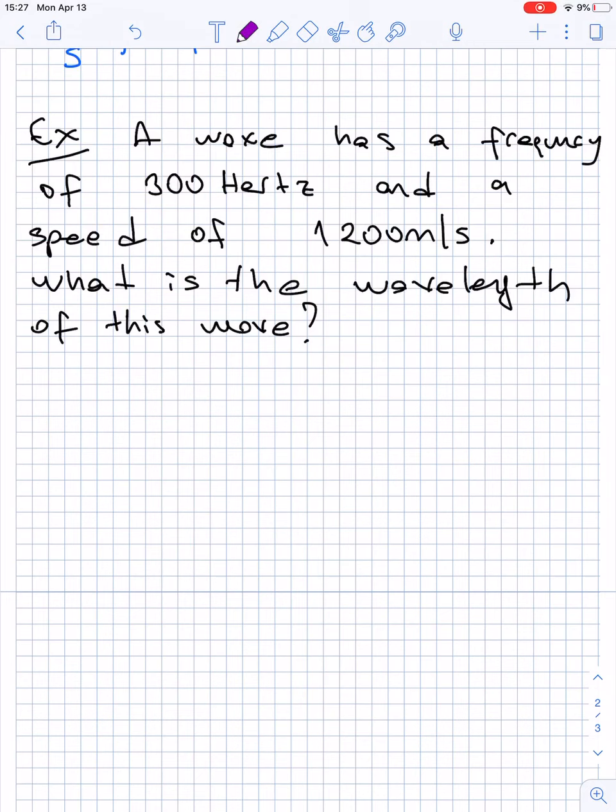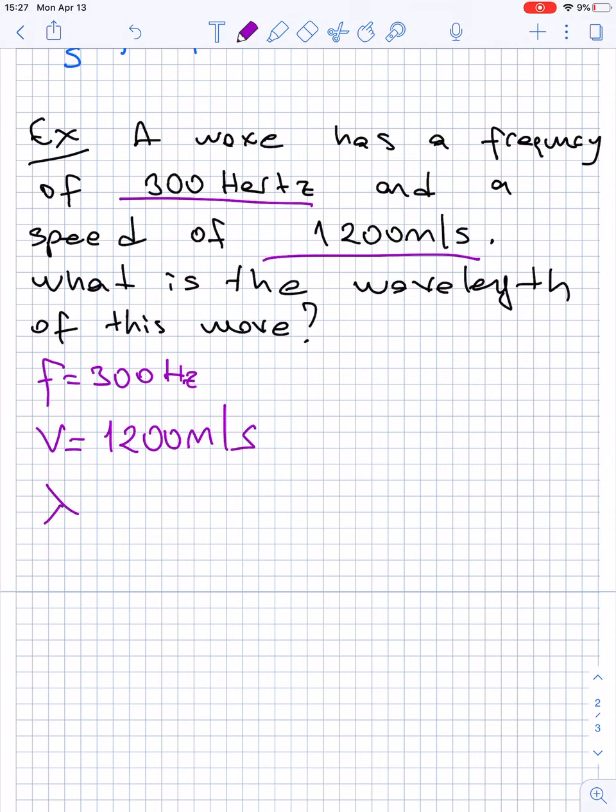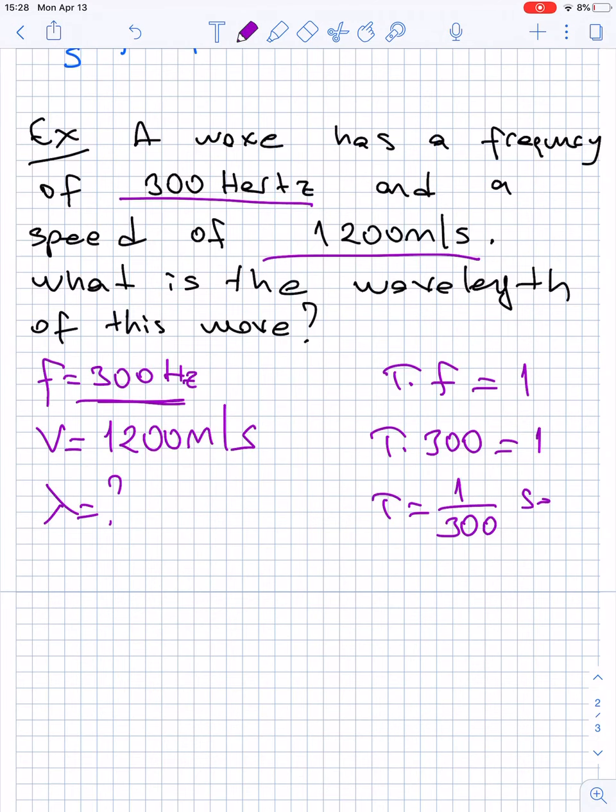Okay, check the question. Which information do we know? We know frequency f, 300 hertz, and we know speed. Speed symbol is v, 1200 meter over second, and it is asking wavelength. If we know frequency, we can find period. What is the relationship between the period and frequency? T multiplying f is equal to 1. Period we don't know, frequency is 300. My period is equal to 1 over 300 seconds.